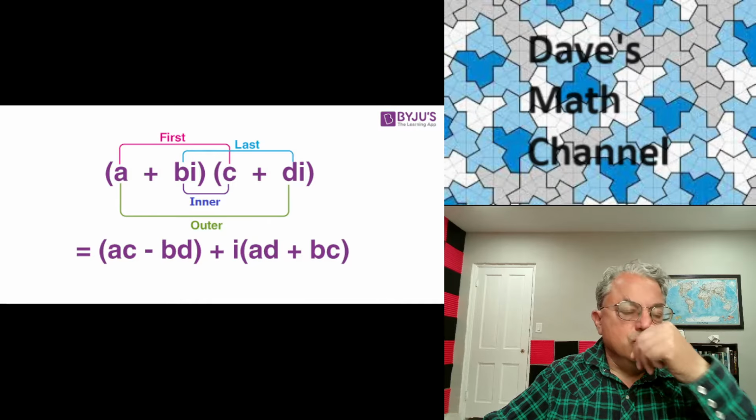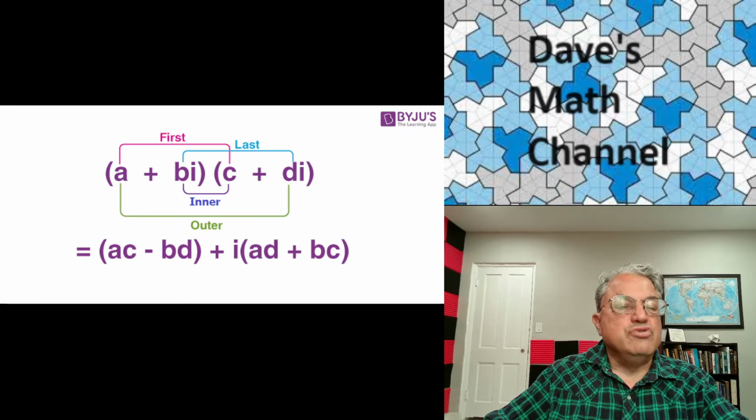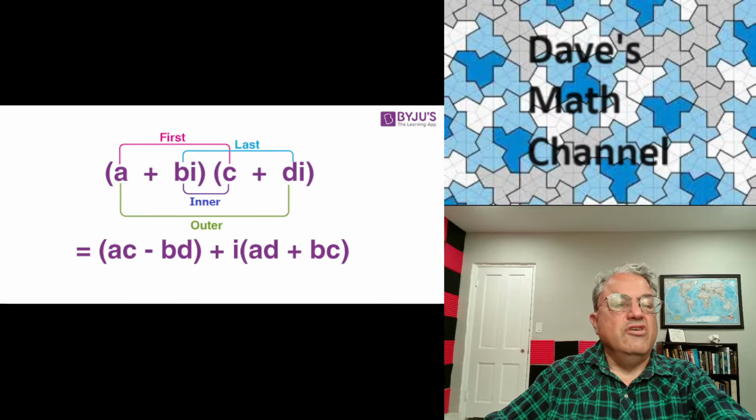And it's easier if you remember the FOIL rule, which you probably learned in high school when you were learning algebra. So, first, outer, inner, last. If you use that rule, you get the same thing. But just remember the last terms gets you bdi squared, which is the same as minus bd. So that's how you get it using FOIL.